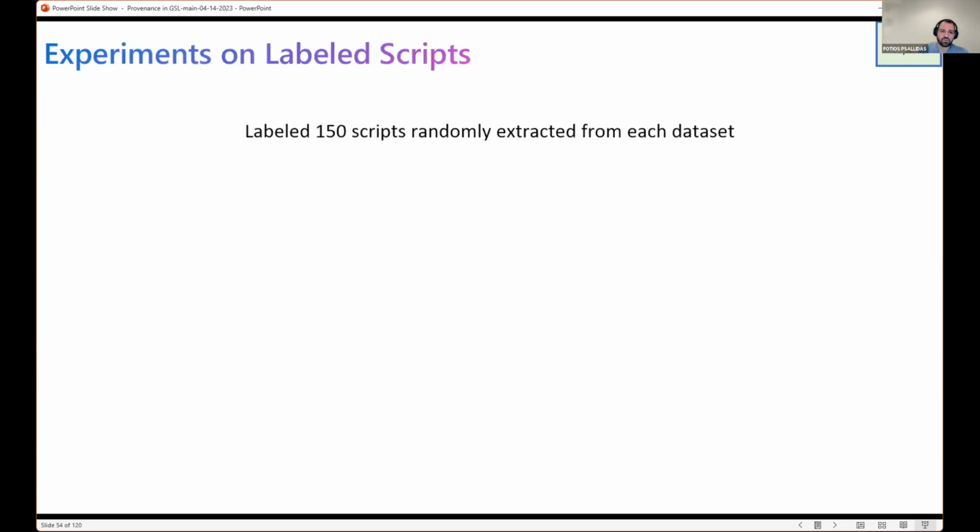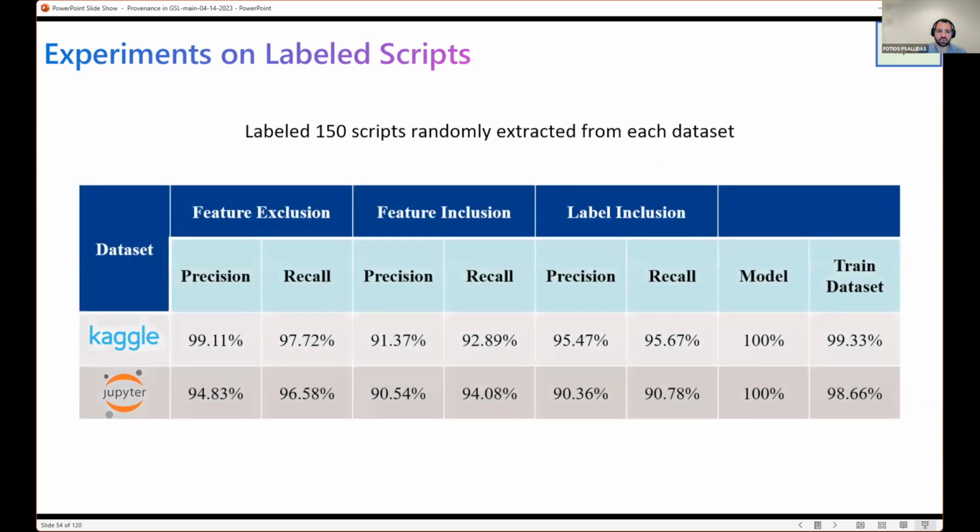Now, we also labeled around 300 scripts, 150 scripts from each dataset in order to compute the precision and recall numbers that we get on the feature inclusion, and the label inclusion, the model annotation precision, and the trained dataset annotation precision. And as you can see here, across the board, the precision and recall numbers are above 90%. And again, the main source of error here is coming from the incompleteness of our knowledge graph.